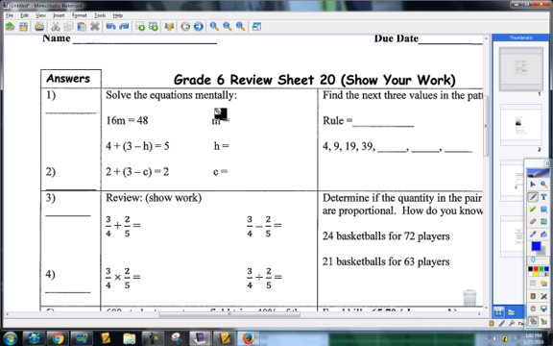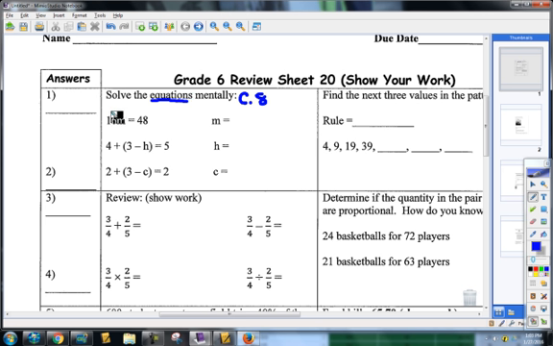First one's here. Now these say solve the equations mentally. Now I know that we haven't learned equations yet. That's actually going to be chapter 8. So right now we're doing algebraic expressions. Chapter 7 is what we're starting, and chapter 8 is algebraic equations, okay?